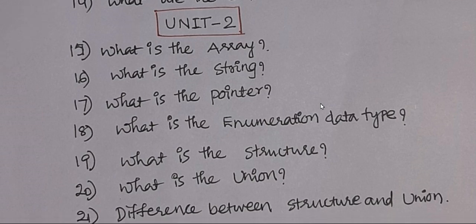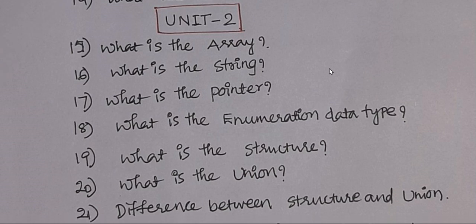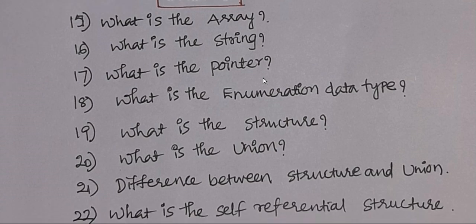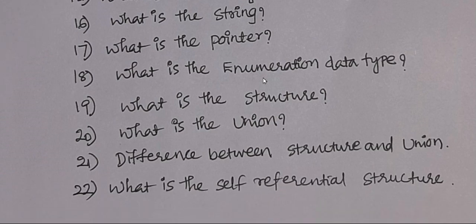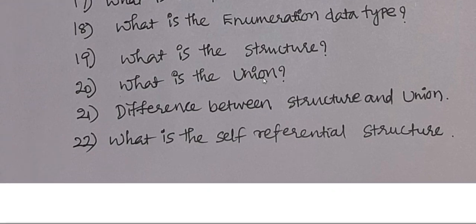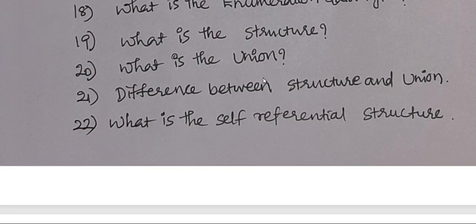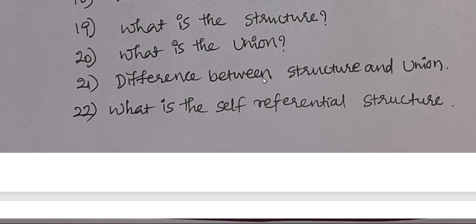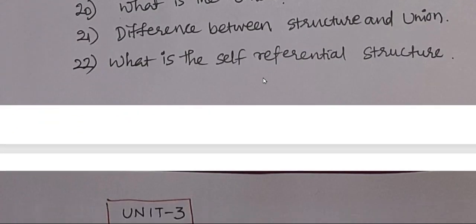Next, from unit 2, what is the array? Sometimes they will ask, explain one dimensional array or two dimensional array or multi-dimensional array. What is the string? Next, what is the pointer? Next, what is the enumeration data type? Next, what is the structure? Next, what is the union? Next, difference between structure and union. Next, what is the self-referential structure?